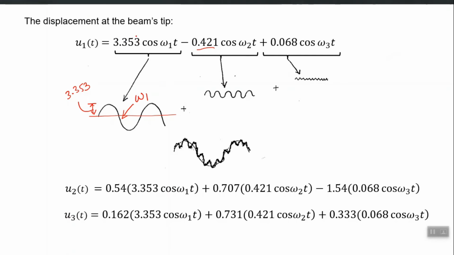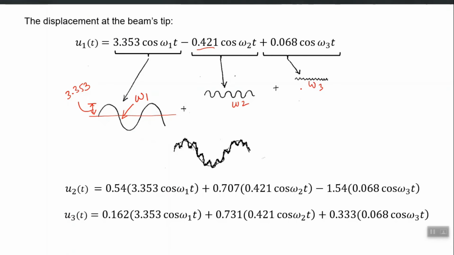So actually the first term is representing the contribution of first mode towards u1, then second modes towards u1, third modes towards u1. All three are harmonic functions with different frequencies. When you sum them, you superimpose them. For example, this is omega 1, this is omega 2, this is omega 3.